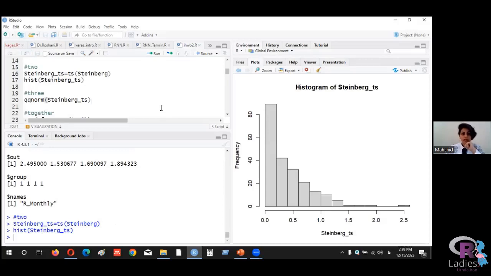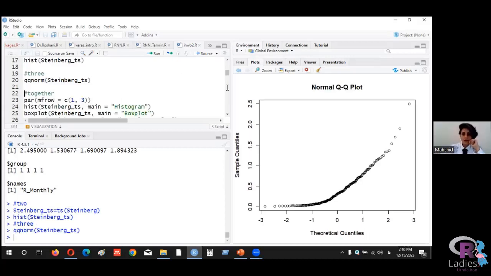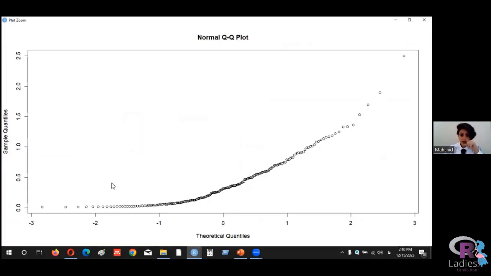The third graph is the QQ norm. Again, QQ norm is applied on a time series. This is a QQ norm. In a QQ plot, all of the data should be dense, and if some of them are out of range, here in this example we have 4. So these are the outliers.